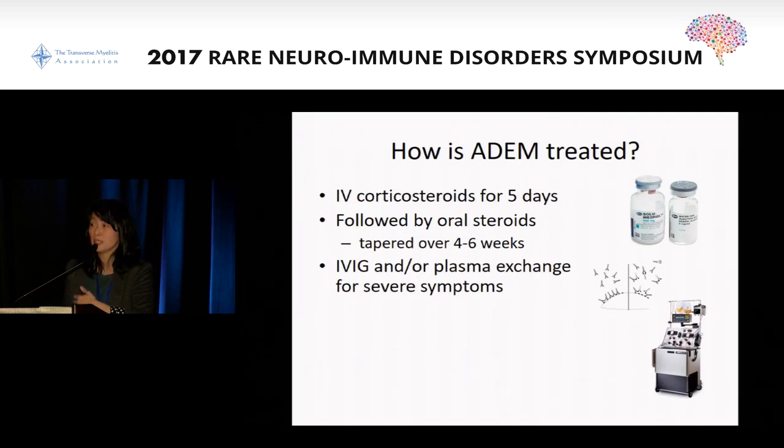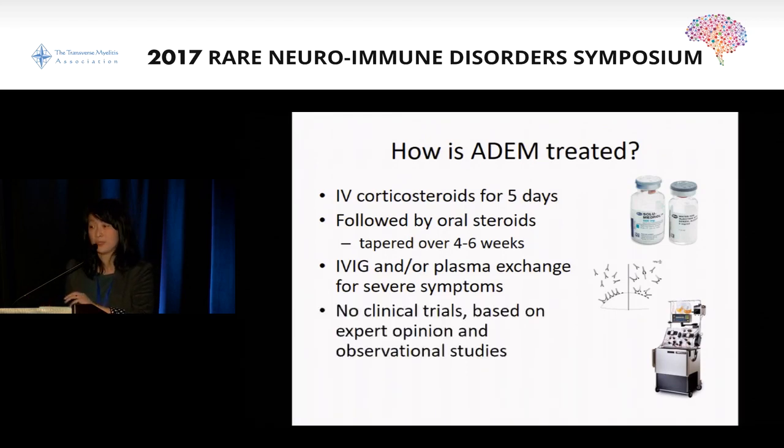And then if it's a particularly severe case of ADEM, or the child or adult doesn't respond favorably to the IV steroids, we'll do something like IVIG, which is pooled human antibodies, or plasma exchange, which is a kind of blood filtration technique to take the bad actors of the immune system out of the blood. All of this is based on just observational data. A panel of experts sat down and said this is probably the best way to proceed, but nobody has ever done a clinical trial to actually prove this.